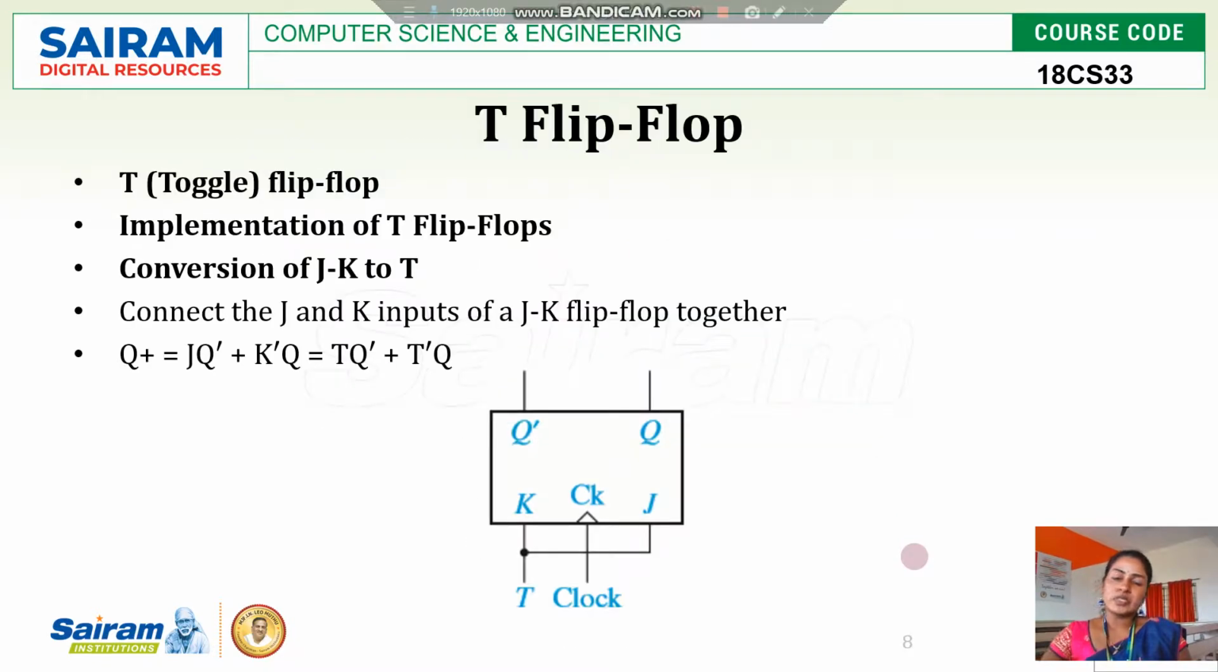Now the T flip-flop. T flip-flop is the toggle flip-flop. Okay. There is only one input T and outputs are Q and Q bar. This is the conversion of JK to T. So J and K both are connected together and the common input T is applied, and the clock is the second input.